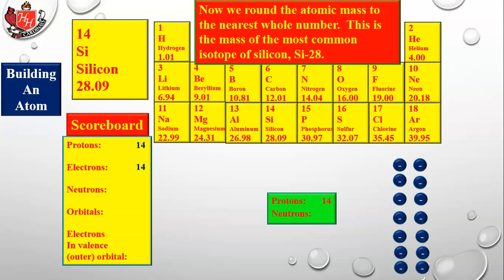So now we round the atomic mass to the nearest whole number. This is the mass of the most common isotope of silicon, Si28. Again, 28.09 is the weighted average of all of the isotopes. But since the closest whole number there is 28, that means the most common isotope of silicon is 28. So we're going to go ahead and round that, this number right here. And there we go. We just rounded that down. So now we have the mass number for the most common isotope of silicon. That's 28.